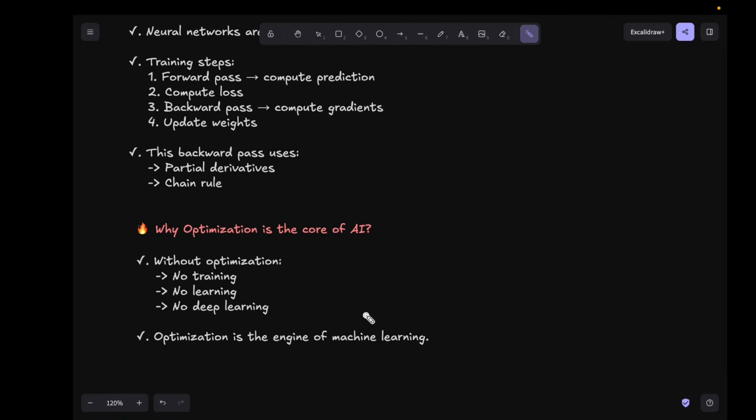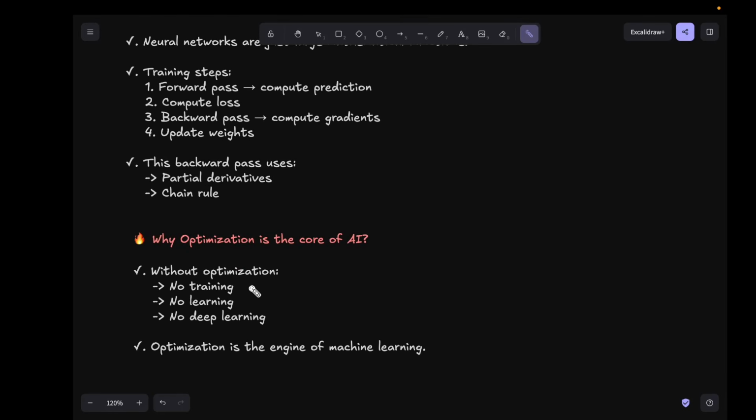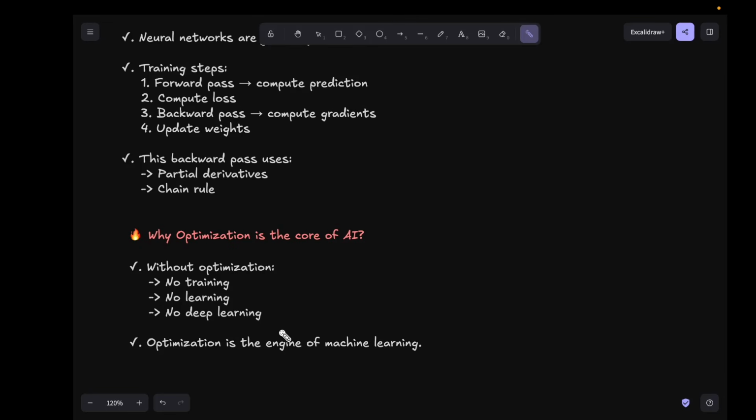Without this optimization, the model cannot train itself, and the model cannot learn, and there is no deep learning. Because if there is no optimization, no learning or training, there is also no deep learning. So optimization is the engine of machine learning, the core of AI.